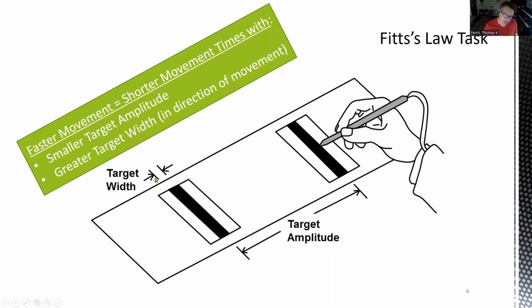And if the target width is larger, so it's an easier target to hit, I can slap at it a little bit more easily. I don't have to slow down and be precise, right? All right, so Fitts's law. We call this the tapping task. I have seen it called Fitts's task. I'm going to call it Fitts's law task.